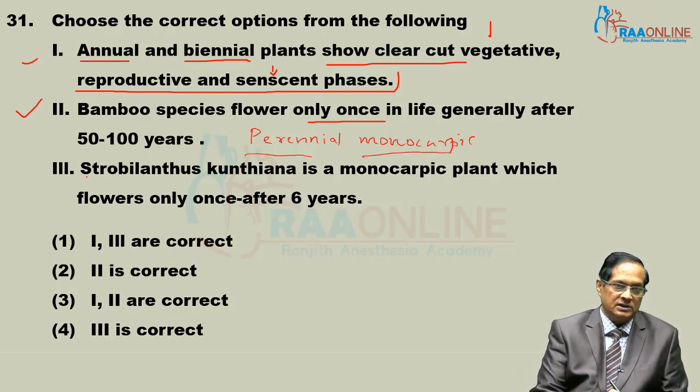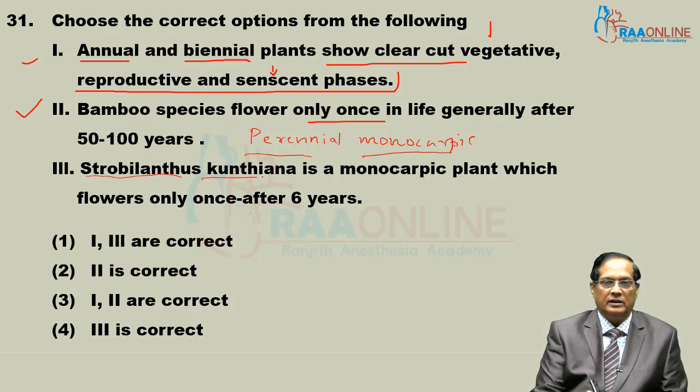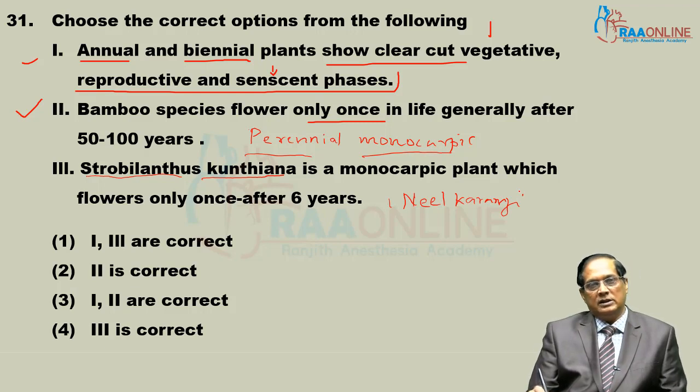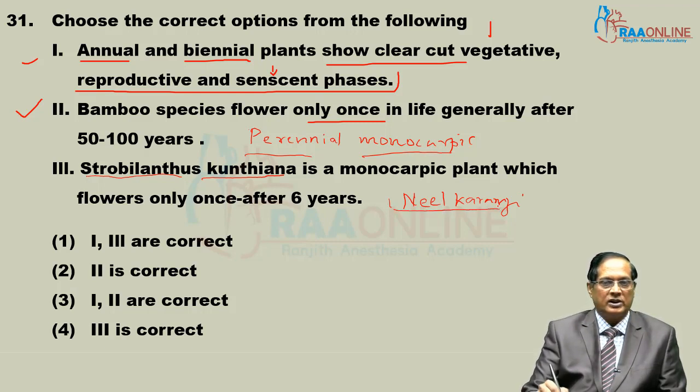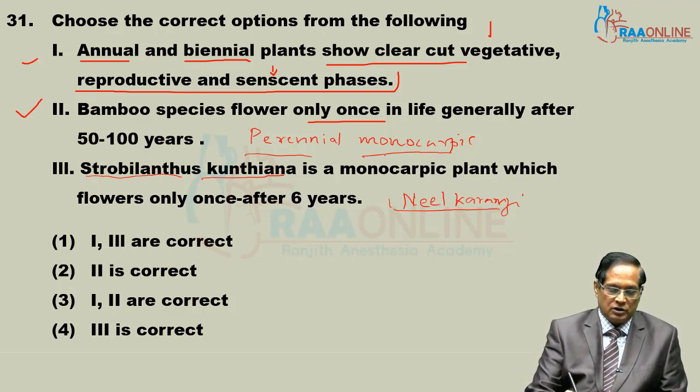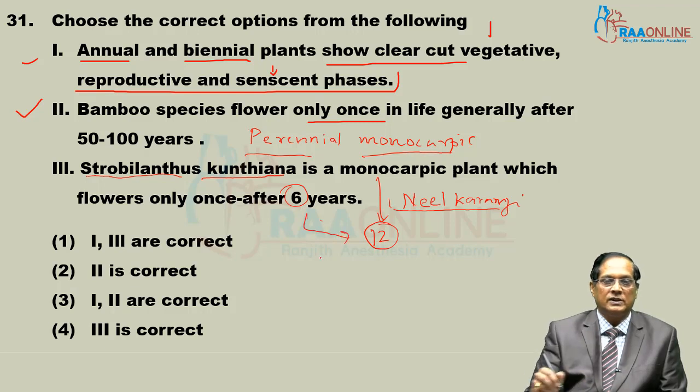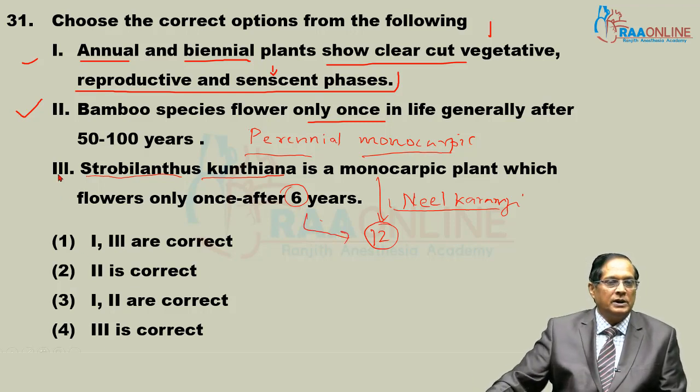Then come to this one, Strobilanthes kantiana, the scientific name of Neelkaranj or Neelkaranji. This plant is seen in hilly tracts of Tamil Nadu, Kerala, Karnataka. It is also monocarpic, that is, it flowers once in its life cycle. But its life span is 12 years. So this one is wrong. Instead of 6, 12 should be right. That's why the third statement is wrong.